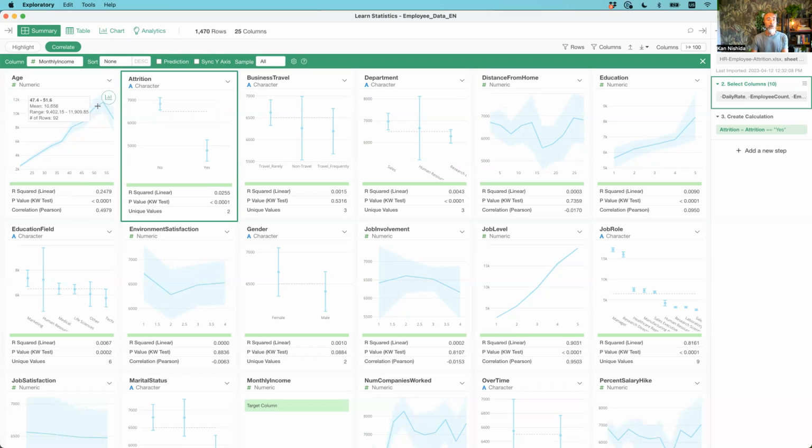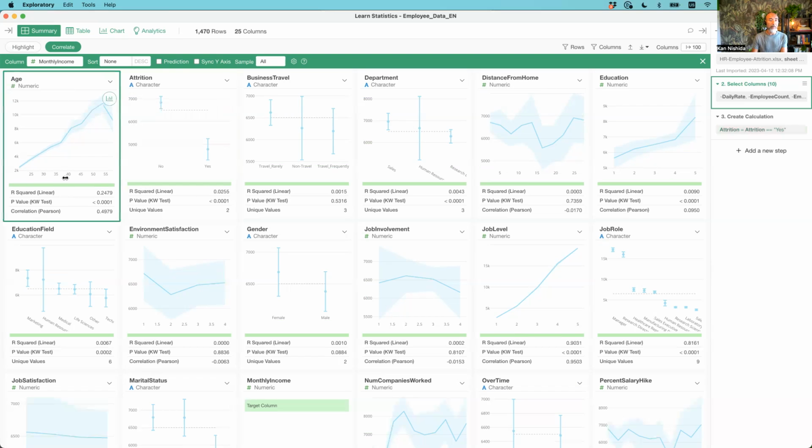And that relationship is significant because the 95% confidence intervals are not overlapping. Okay, so now going back to age, the correlation is 0.4979. That's the same number that we saw with a trend line in a scatter plot. Basically, we want to know which variables, which columns, have a strong correlation with monthly income.